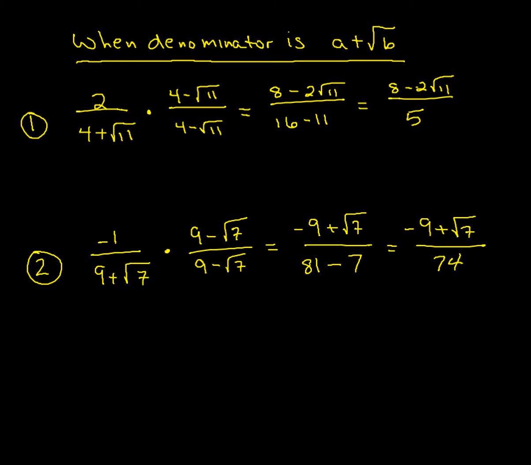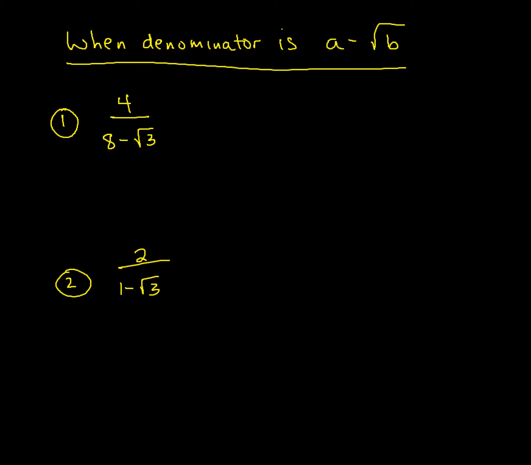Now, what we're going to take a look at next is almost the same thing, except this time our denominator is going to be a minus the square root of b. So for these ones, same thing as before, you're going to want to multiply by the conjugate of the denominator. Now the conjugate of 8 minus root 3 is just 8 plus square root of 3. So multiply numerator and denominator by 8 plus the square root of 3.